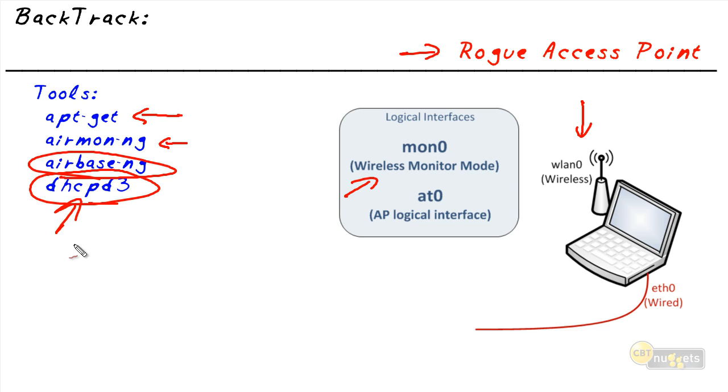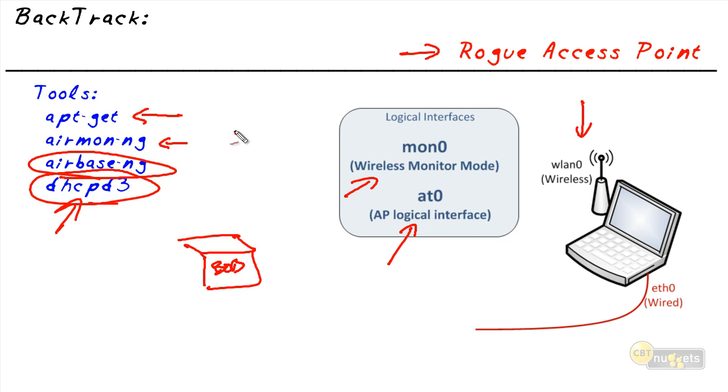So what we're going to do is add DHCP server functionality. It'll go something like this. We've got a user, and they're going to have a laptop. So let's say this is Bob's laptop. He boots up and he looks for an access point. We are going to create this logical interface called at0, and we're going to broadcast an SSID.